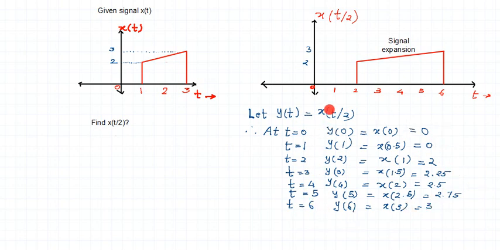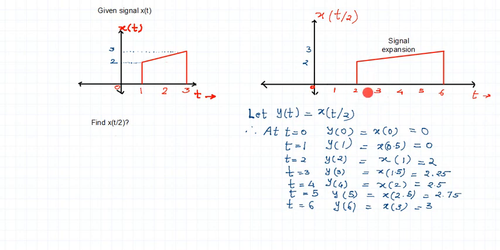Now with these values, we will plot the new signal. We are now plotting x of t by 2, which is nothing but y of t. So y of 0 to y of 6 is what we'll plot here. Let us start. y of 0 is 0. y of 1, what is the magnitude at 1? It is still 0. y of 2 is 2. Here is where we start. So y of 2, at the second time instant with t is equal to 2, the magnitude is 2. y of 3 is 2.25. So you could see here it is 2.25.